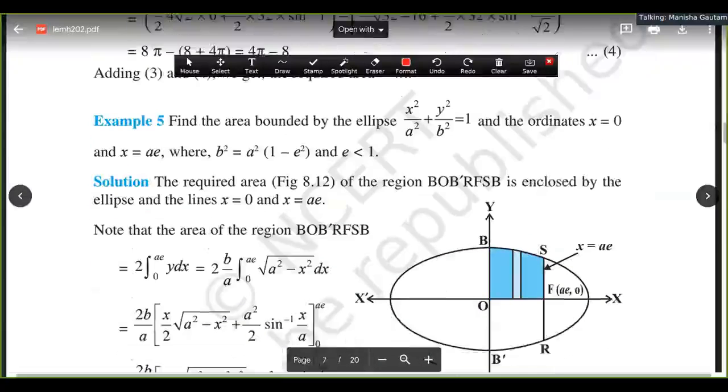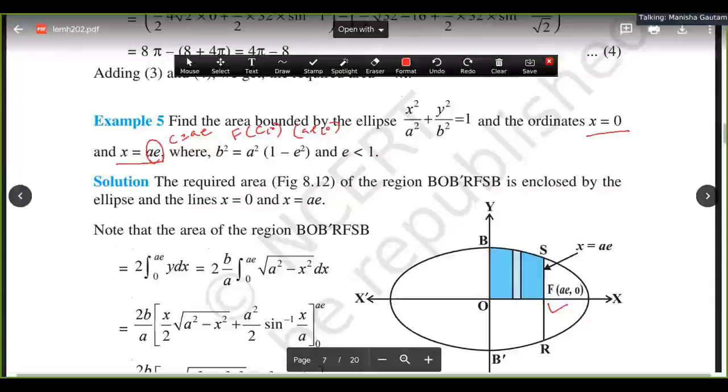Now example number 5. Find the area bounded by the ellipse x square upon a square plus y square upon b square is equal to 1 and the ordinates x is equal to 0 and x is equal to AE. What is the meaning of AE? In the ellipse, C is equal to A into E. We know that the focus is at coordinate (C, 0). Here we will write (AE, 0).